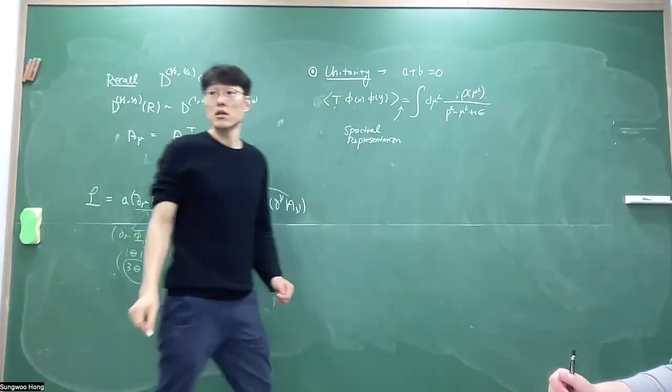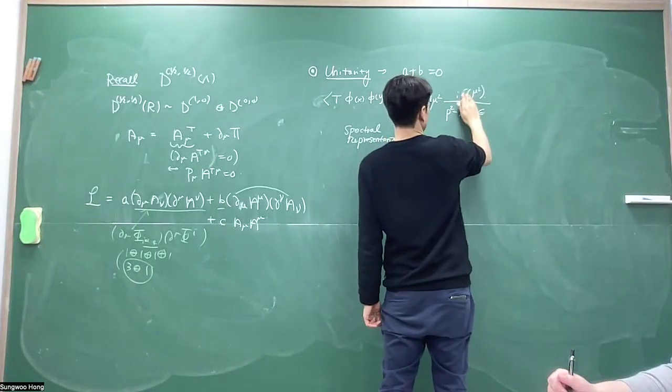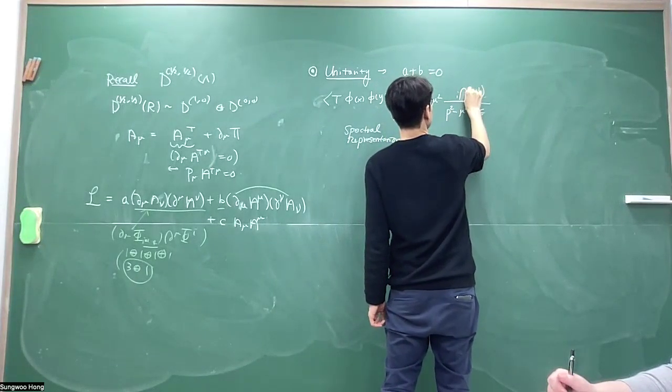Professor? Yes. Is it rho? X? X, and mu squared. Sorry, rho.